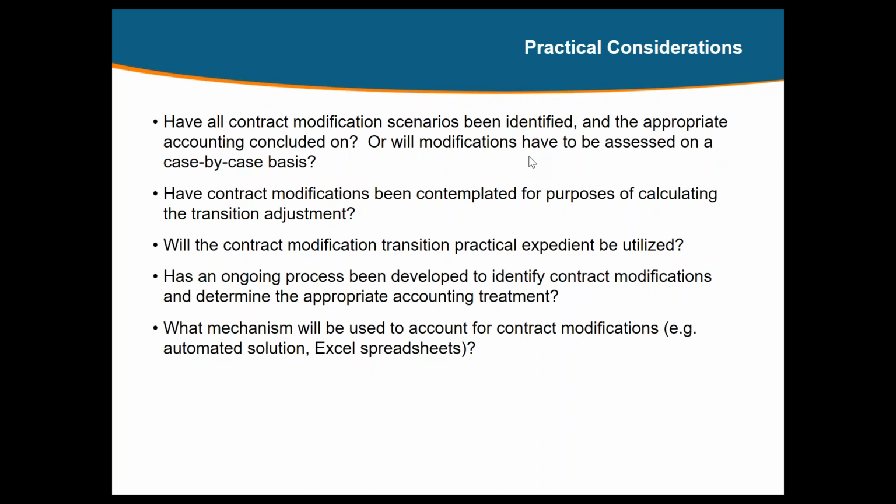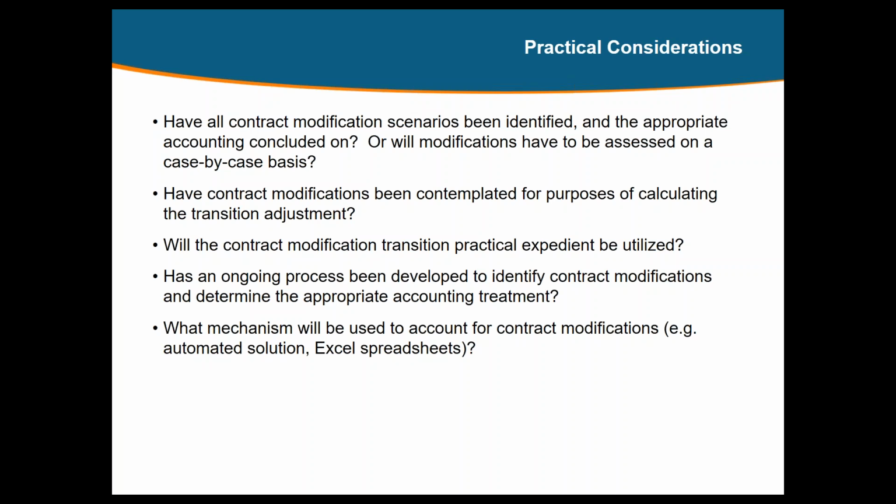So with that accounting in mind, I now want to go through a couple of practical considerations. The first one is, have all contract modification scenarios been identified and the appropriate accounting concluded on? Ideally, through the assessment or technical analysis phase, companies will have done this. They will have identified all the various types of modification scenarios their contracts could have, and what the appropriate accounting is, which of those 3 scenarios each falls within.